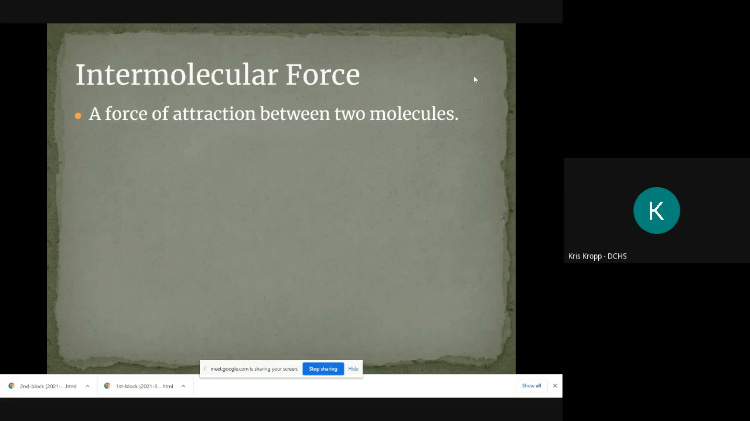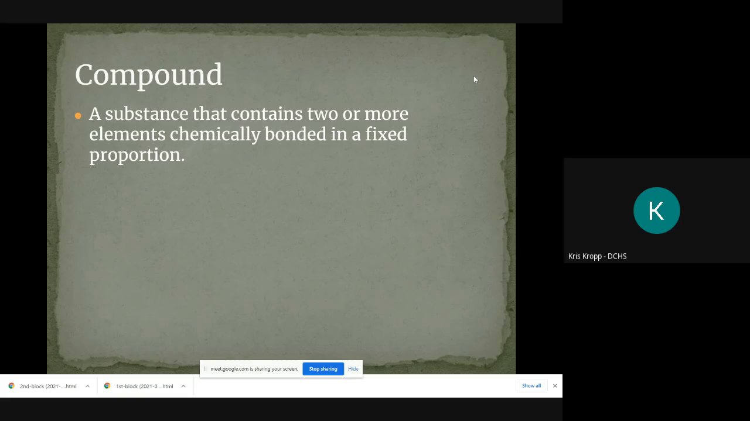Our next word for today is compound. We're going to study two different types of compounds, ionic compounds and molecular compounds. But in order for us to be talking about a compound, there has to be at least two different types of elements bonded together. And they have to be in a fixed proportion.